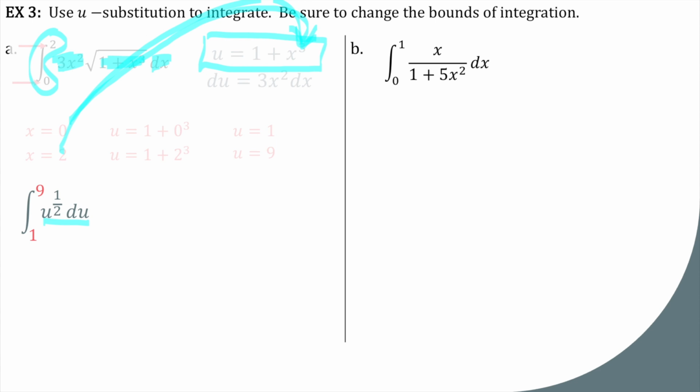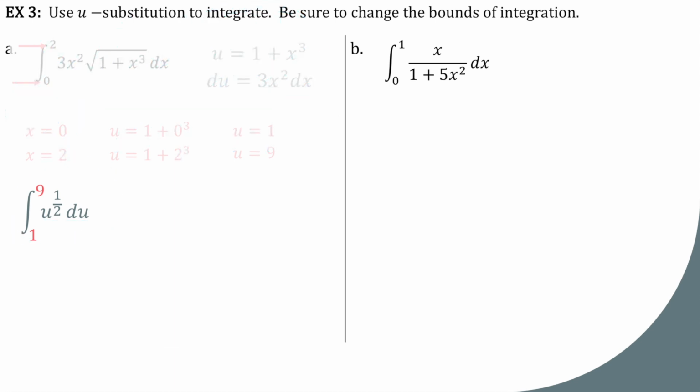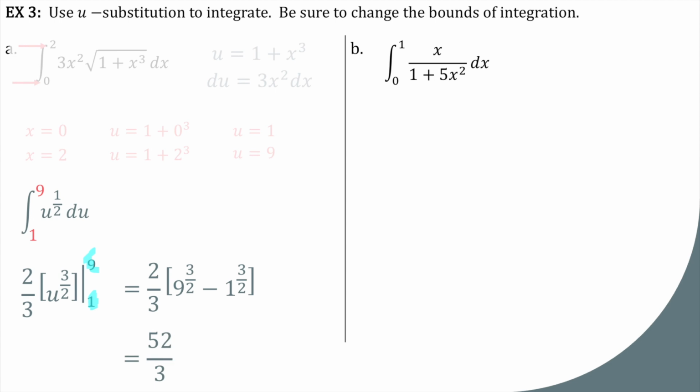And then all this stuff at the beginning that we worked on kind of just goes away. We have a new problem to do, and this is all we focus on. So add 1, divide by it for our function. We get 2/3 times u to the 3/2 evaluated on our new bounds, 1 to 9. So f of 9 minus f of 1, and clean it up. 52/3. You're done. Don't ever bring in the x's again.